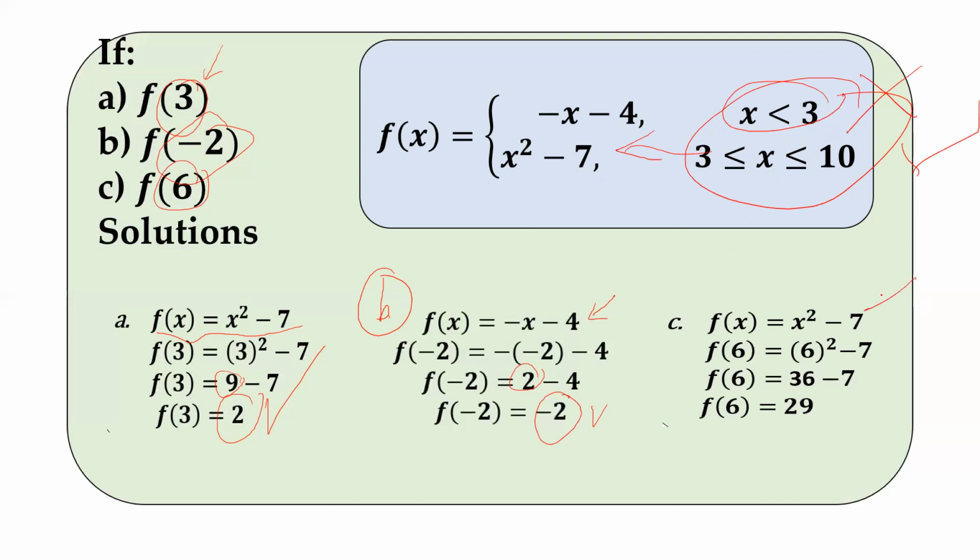So, copy the function f of x is equal to x squared minus 7. Then, replace x with 6. F of 6 is equal to 6 squared minus 7. 6 squared, that is 36. 36 minus 7, that is 29. So the final answer for letter C is 29.